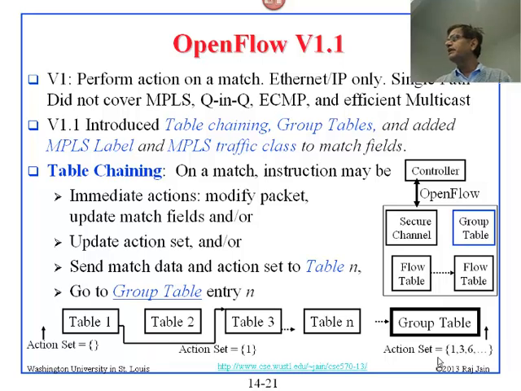Now, normally you have so many tables. You have something called a group table, and I'm going to talk about the group table in the next slide. But let's finish table chaining. On a match, the instruction may be an immediate action, which may be to modify a packet, update the match fields, or update the action set. So the actions are of two kinds: do now and do later. Do now is an immediate action, and do later is add to the action set. Add to your list of things that you need to do before the packet goes out.